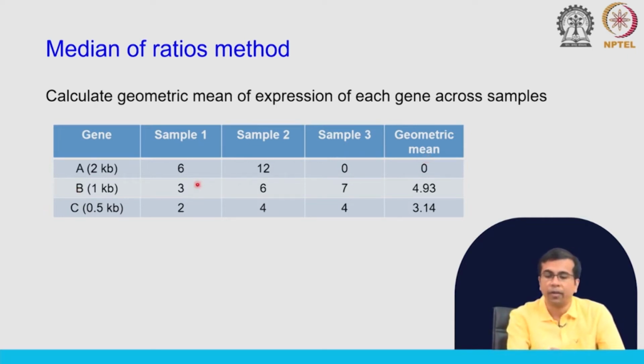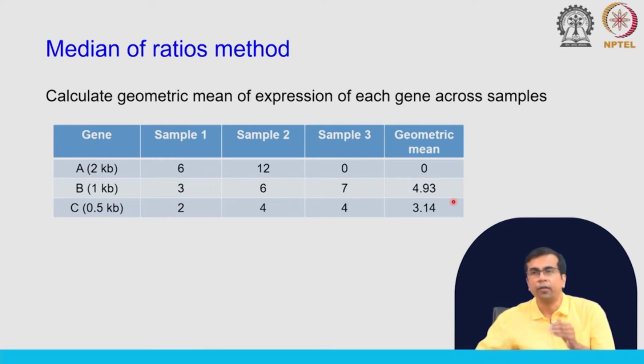For gene B, we have sample 1, sample 2, sample 3, we calculate the geometric mean. Again you know how to calculate geometric mean, you should be able to do this. For gene C, again we take these 3 values, we calculate the geometric mean, and you continue this, you do this for thousands of genes. If you have 10,000 genes, you do the same process for each of them.